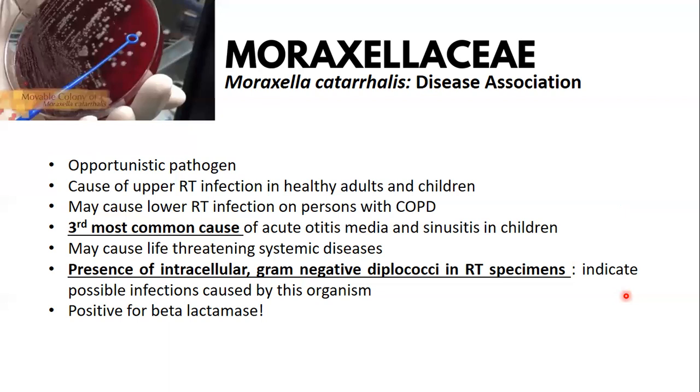So therefore, finding of this appearance in the microscope, specifically gram-negative diplococci that are intracellular, may suggest Neisseria and may suggest Moraxella. And therefore, they must be differentiated. And on top of that, it is also similar to some strains of Neisseria gonorrhoeae because of its ability to produce the enzyme beta-lactamase.